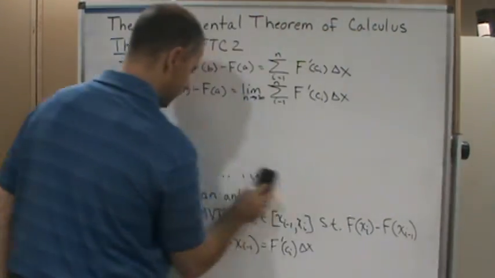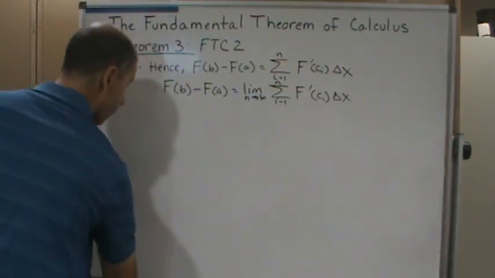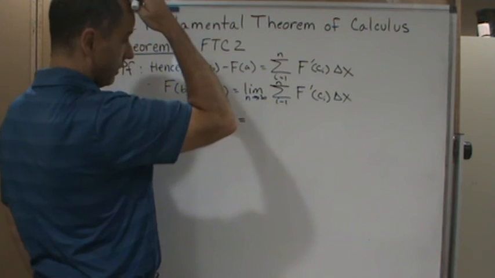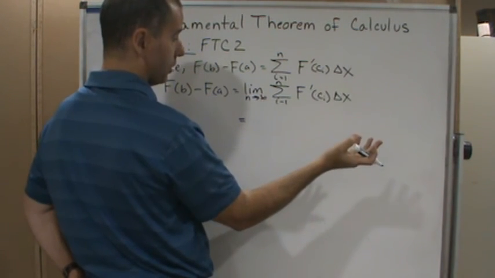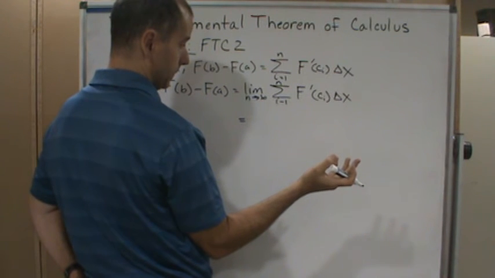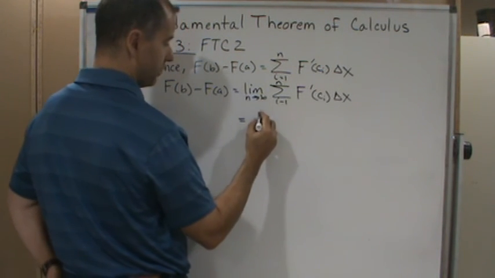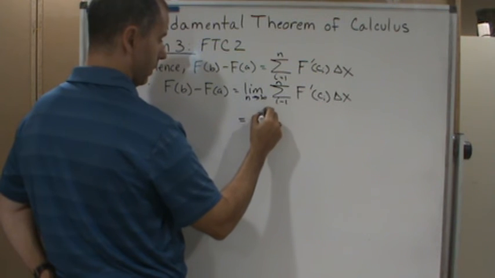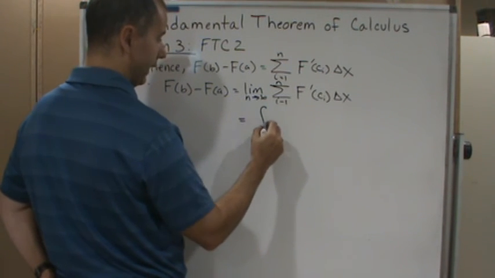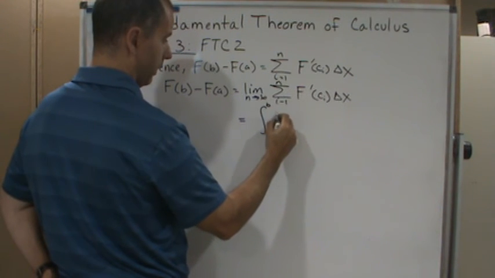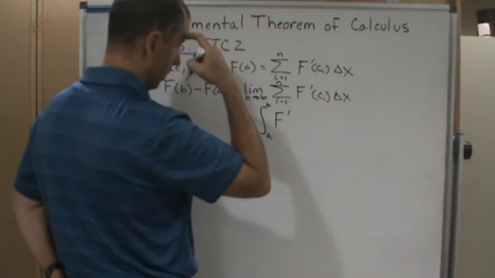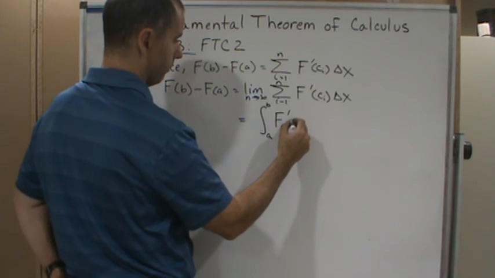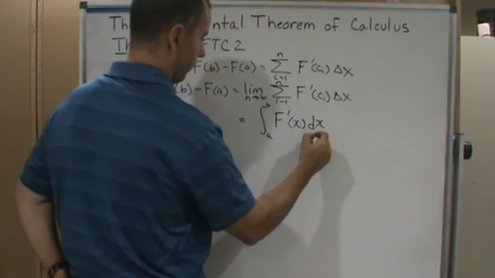And what happens to that limit? Well, each c sub i value is going to approach x. So this just becomes, and this is a Riemann sum, the integral from a to b of F prime of x dx.